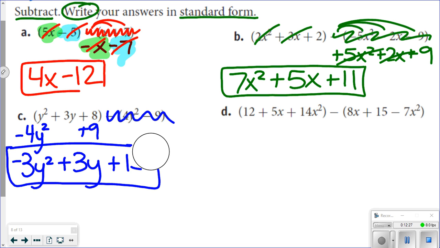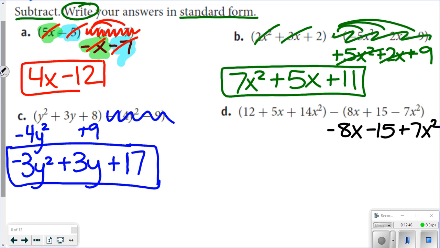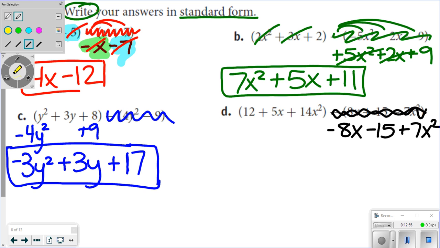Oops. It's a Monday, so I made a mistake with a simple addition question. 17, not 15. My mistake. So this becomes a negative, negative, and a positive. So then this is gone. Now, I'm going to make this in standard form right now because I can tell that they're both not in standard form. So let's look for the highest exponent.